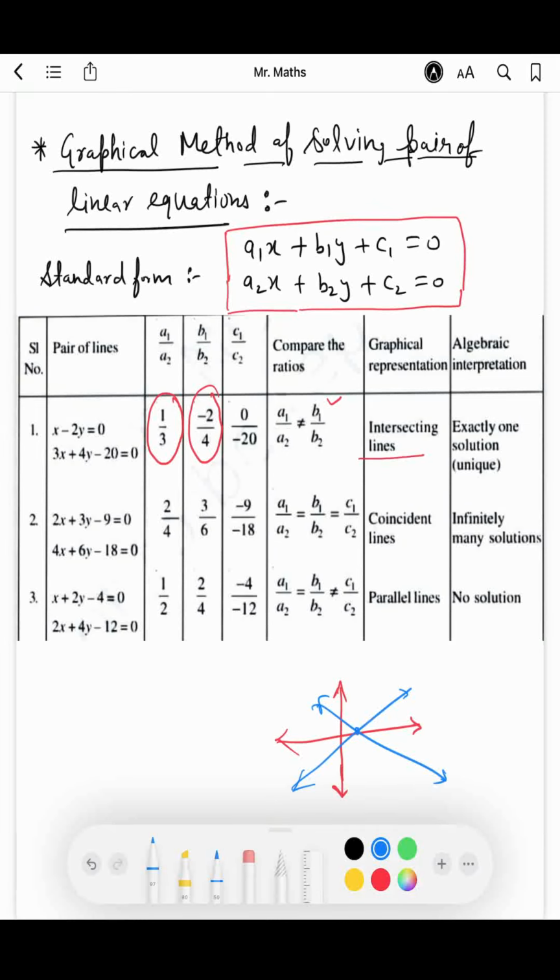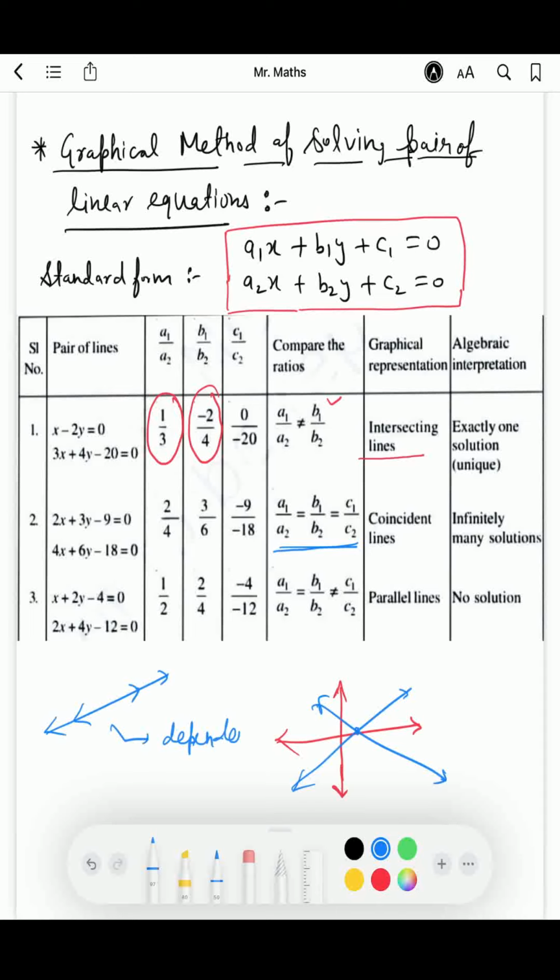Similarly we have seen coincident lines and parallel lines. In case of coincident lines, the lines will be coinciding with each other, or overlapping. In this case the ratio a1 upon a2 equals b1 upon b2, which further equals c1 upon c2. All the three ratios are equal to one another. When these ratios are equal, the graphical representation of the linear equations will be of coincident type, that is, they will overlap on one another. This is also called a dependent pair of linear equations.